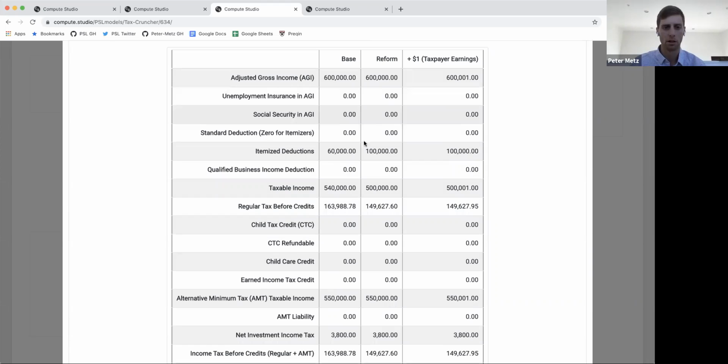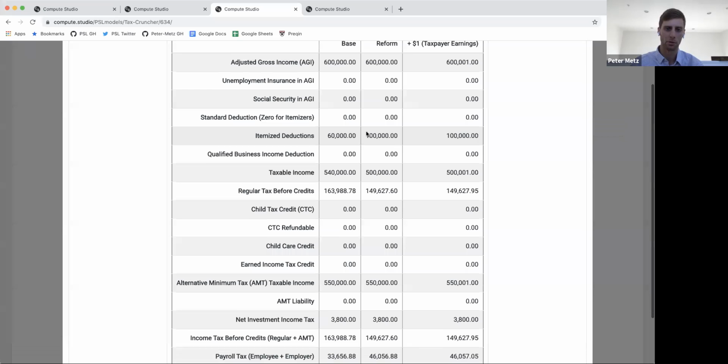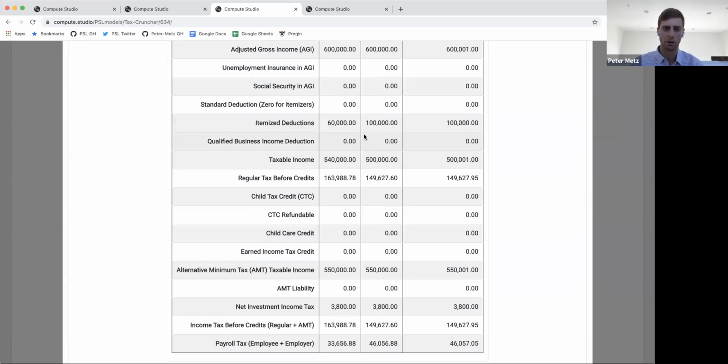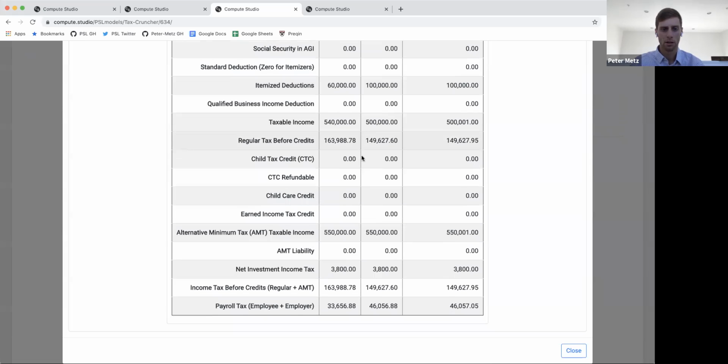So just kind of glancing through this, we notice that itemized deductions. This taxpayer can only claim $60,000 in itemized deductions under the current law, but can claim all $100,000 under the reform. So taxable income is adjusted accordingly. And then in this line item, we get our payroll tax increase. So we can see exactly how much is being increased.